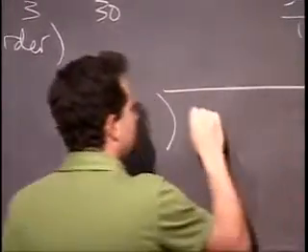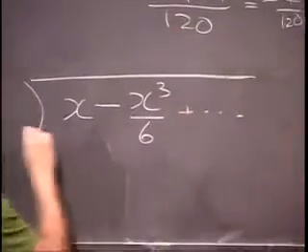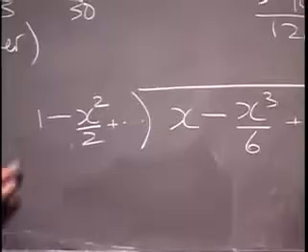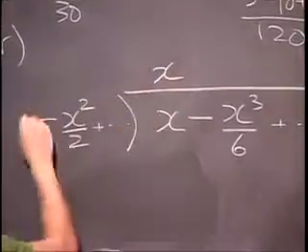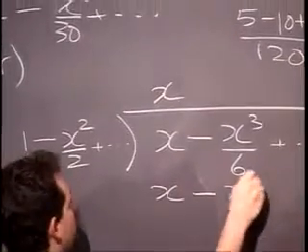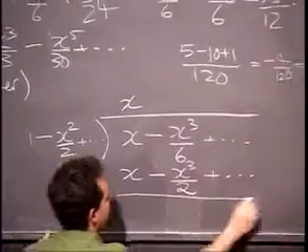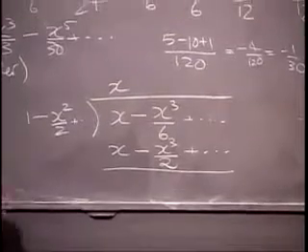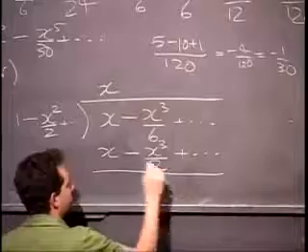And sine x is x minus x cubed over 6. That's all it is up to third order. So let's just do the long division. How many times does 1 go into x? X. Multiply these two, and I get x minus x cubed over 2, and so on. So if I cancel this out, I get x cubed over 6 minus x cubed over 6 plus x cubed over 2. So it's x cubed over 2.